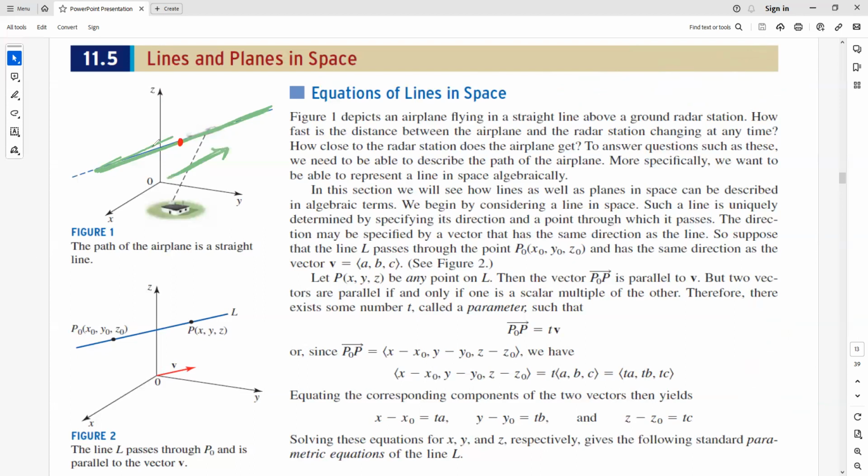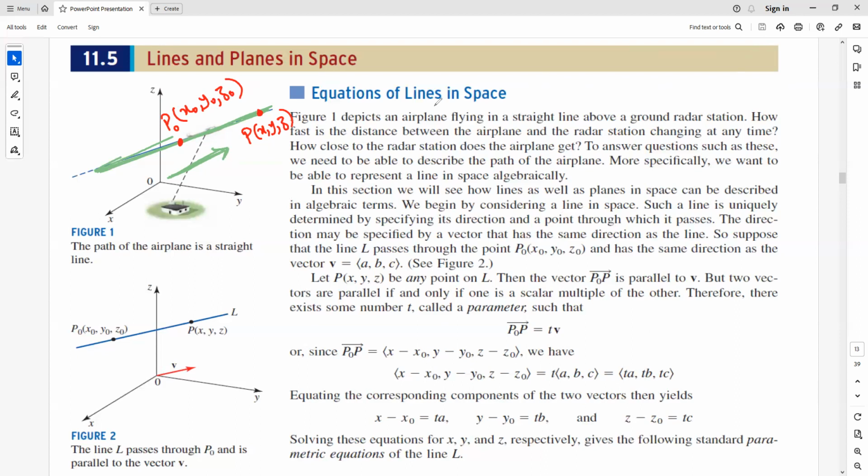So any point on the line. So we have infinitely many points. Let's call it P naught. If we knew what P naught is, then choosing an arbitrary point on the line, we can just define its parametric expression for this line if these two things are given: a parallel vector and a point lying on the line.